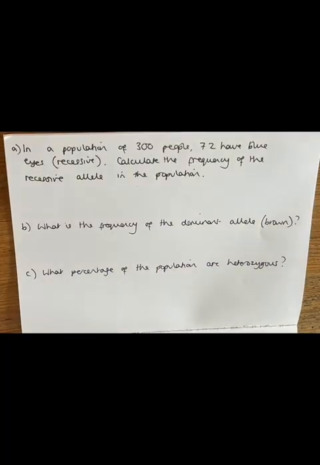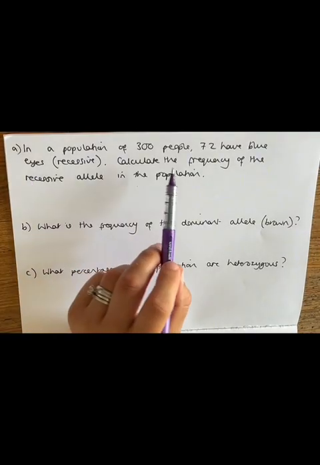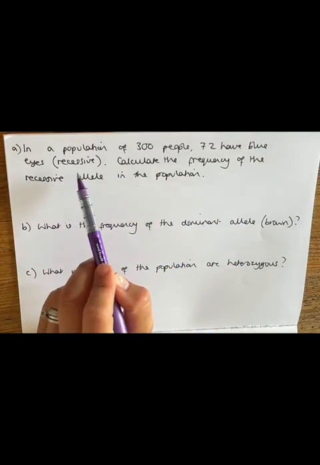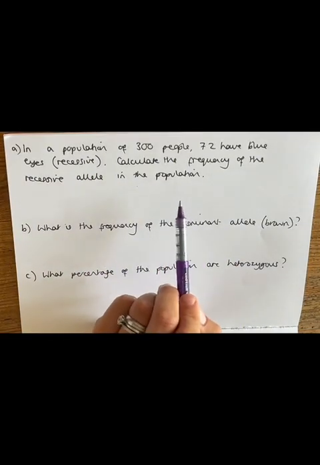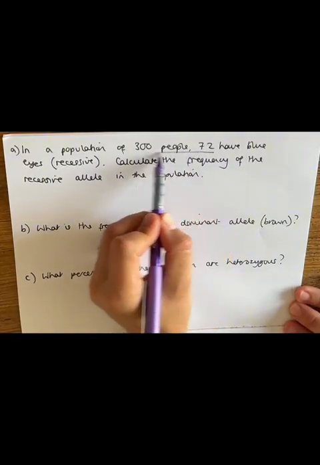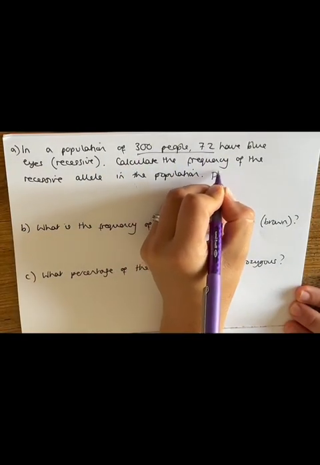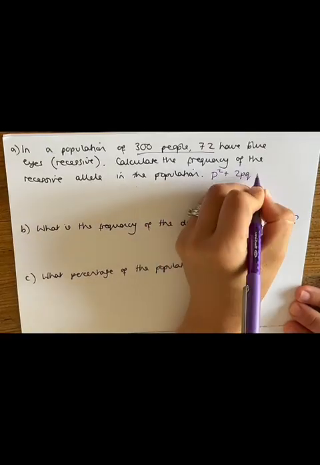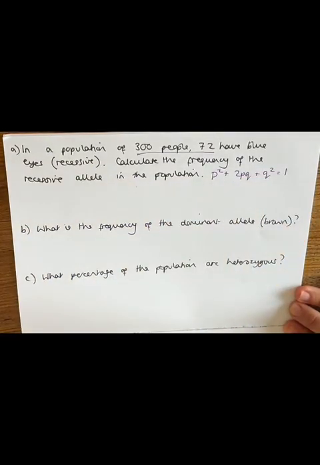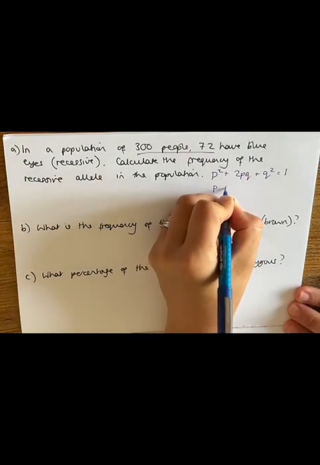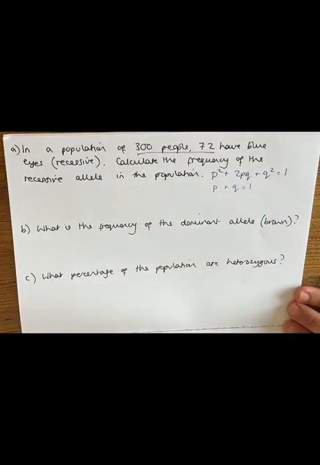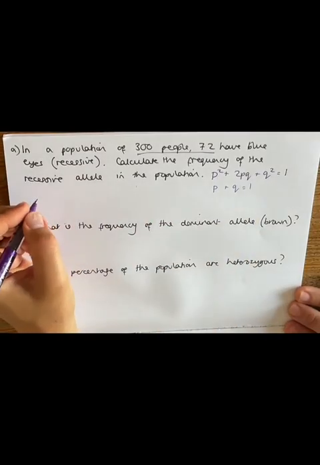Questions can come at this from a different angle as well. In this question, we're asked, in a population of 300 people, 72 have blue eyes, which is the recessive trait. Calculate the frequency of the recessive allele in the population. When we're given information about phenotypes, as we are here, we're going to have to use the equation p squared plus 2pq plus q squared equals 1. We will, when we're asked for allele frequency, go on to have to consider p plus q equals 1 as well. But first of all, let's work out the percentage of people that have blue eyes.